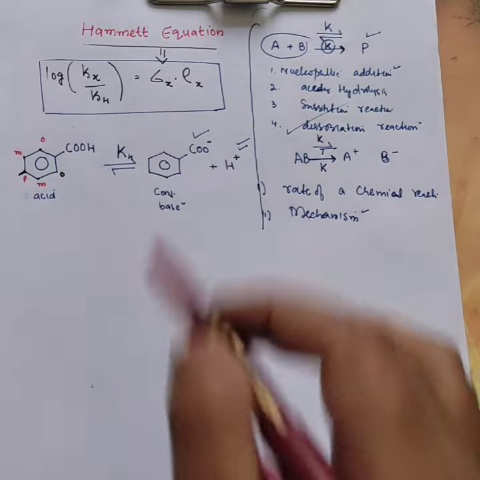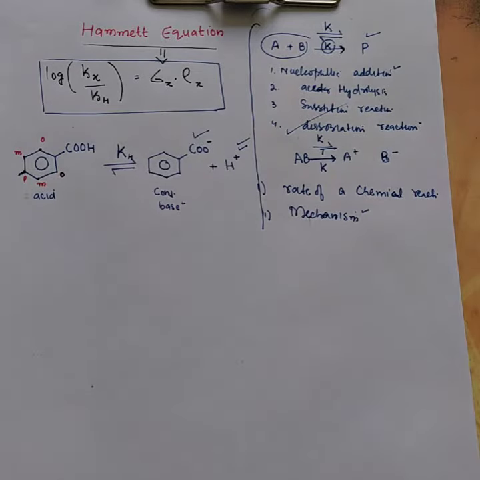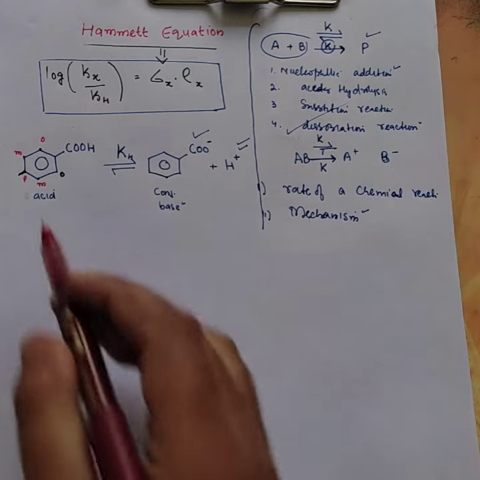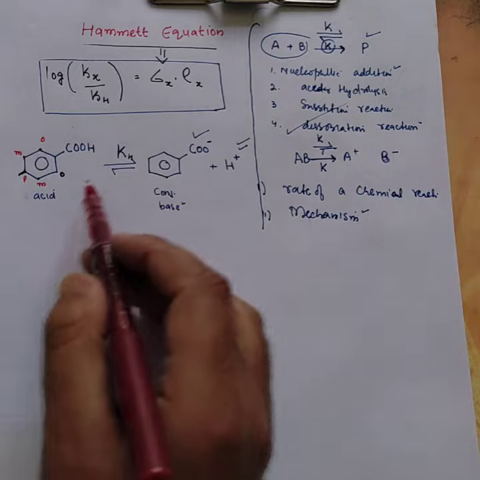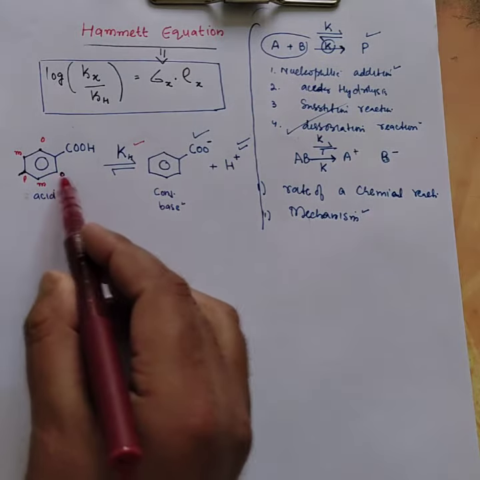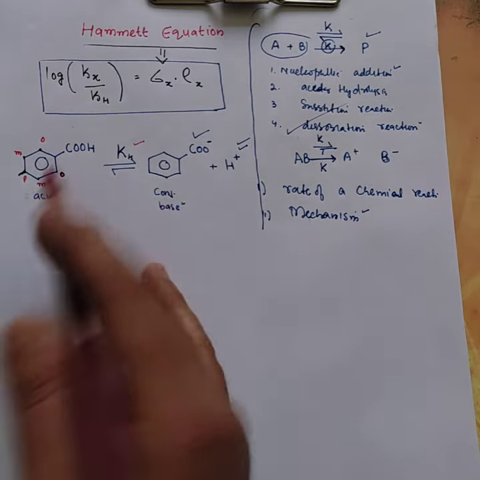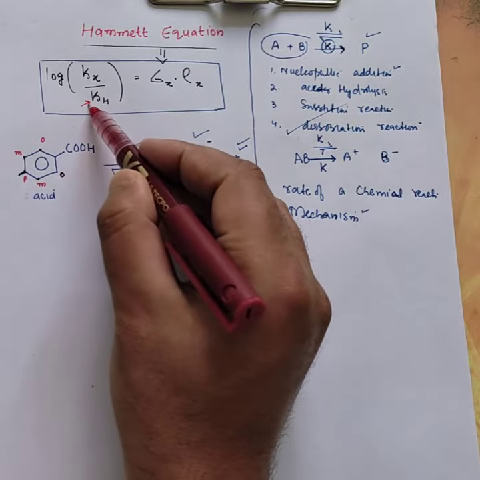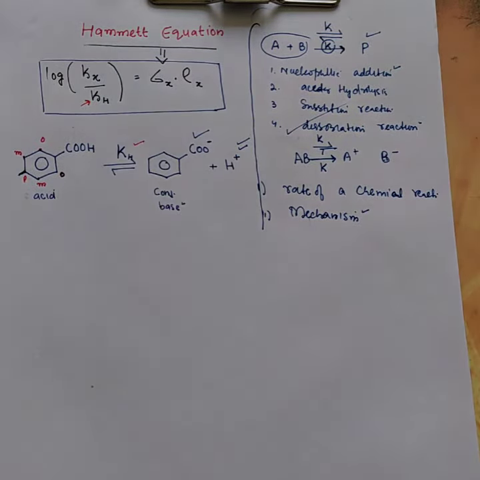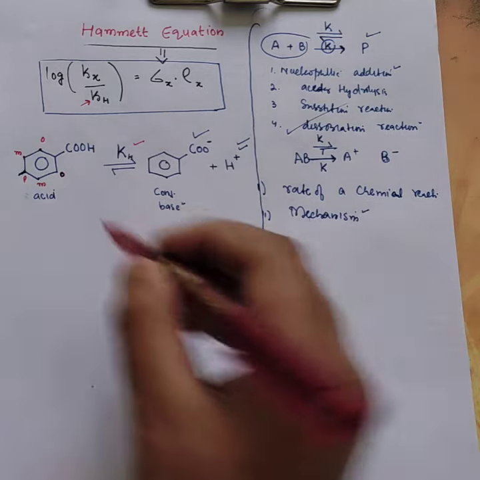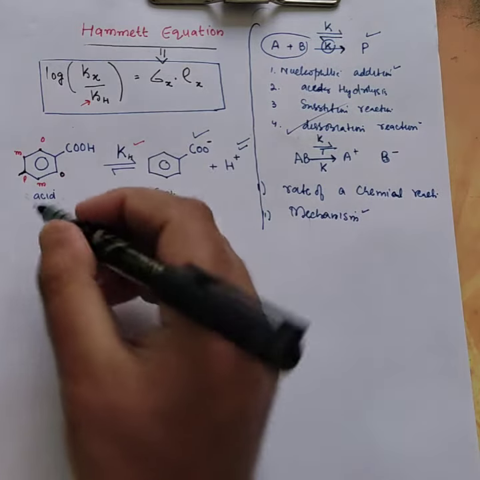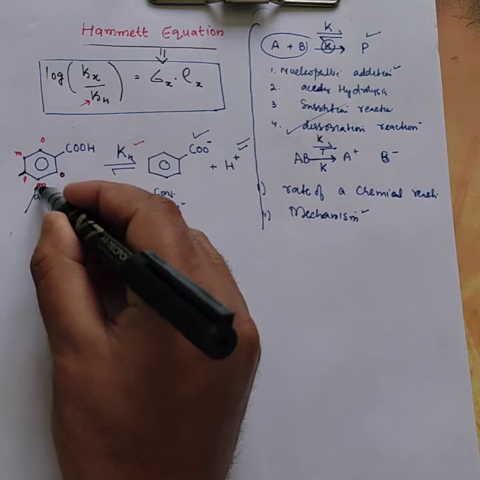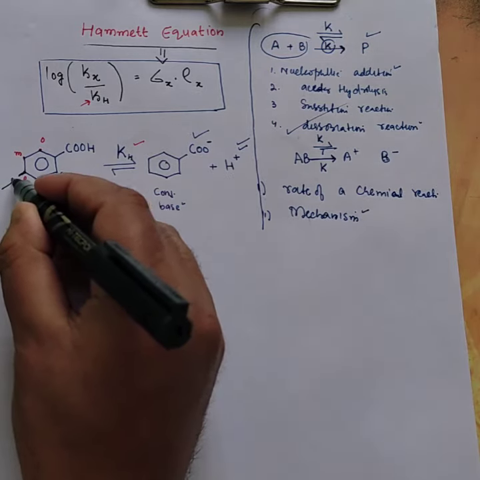So if you have only benzoic acid, at these positions you don't have any substituent, whether electron donating, electron withdrawing, or any substituent. If you don't have any substituent at the moment, then KH is basically the dissociation constant, or the rate constant for this reaction. So this is your KH. Now what is KX? Now if we put a substituent at these positions, the meta position or the para position.